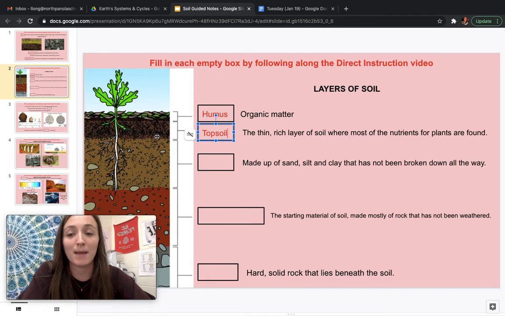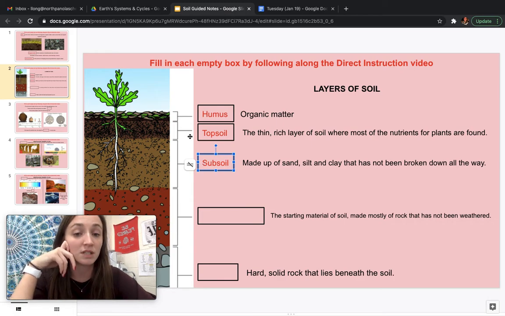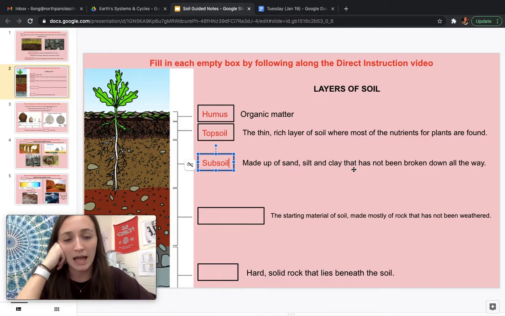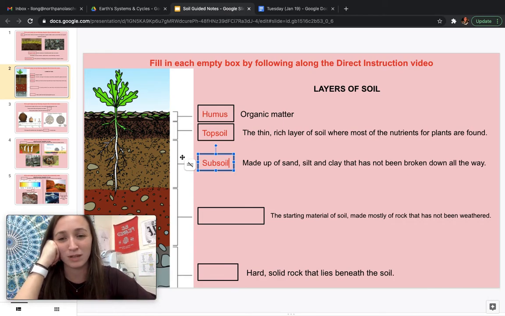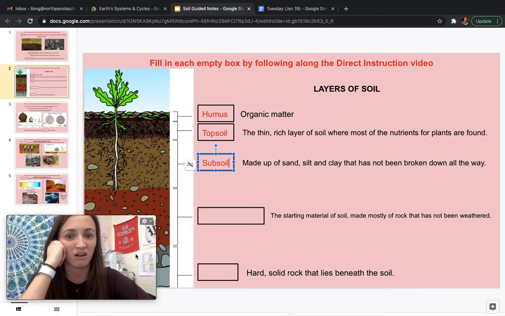Now, right below the topsoil, you'll see that's where a lot of the ends of the plant tend to be. This is where it really hits its end. This is where you get all of those roots. That is going to be the subsoil, and it's called the subsoil because it is below the topsoil. Pretty easy. This layer is going to be made up mostly of sand, silt, clay, thicker particles of dirt, if you will, that haven't really broken up in the way that topsoil is broken up. So it's a little bit thicker almost.